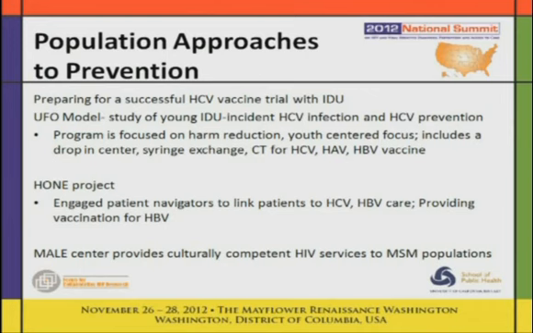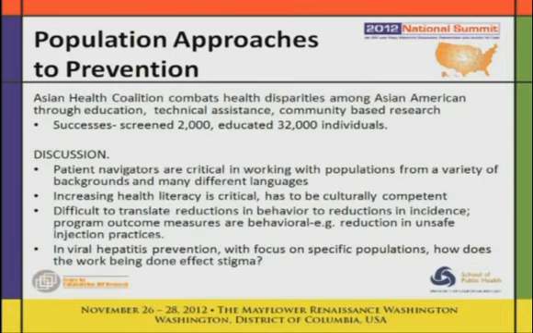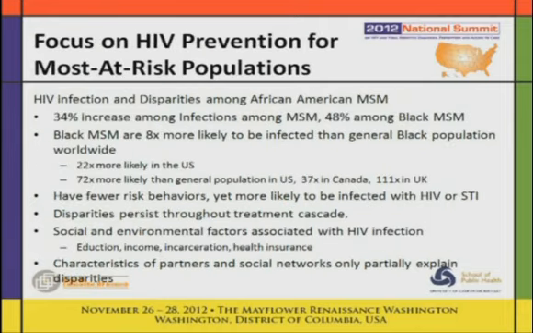The HOME Project engaged patient navigators in New York to link patients to HCV and HPV care and provide vaccination for HPV. And then the Male Center, in Boston at the AIDS Action Committee of Massachusetts, had a project focused specifically on gay men to provide culturally competent care. And then the Asian Health Coalition in Chicago, a real successful model again of using patient navigators. So as we think about the Affordable Care Act, we should look at how community-based organizations and community advocates become part of the linkage to care for all of our approaches.